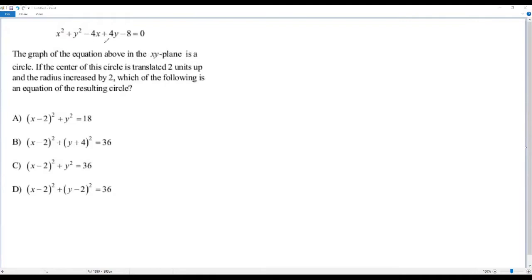x² + y² − 4x + 4y − 8 = 0. The graph of the equation above in the xy-plane is a circle. If the center of this circle is translated 2 units up and the radius increased by 2, which of the following is an equation of the resulting circle?